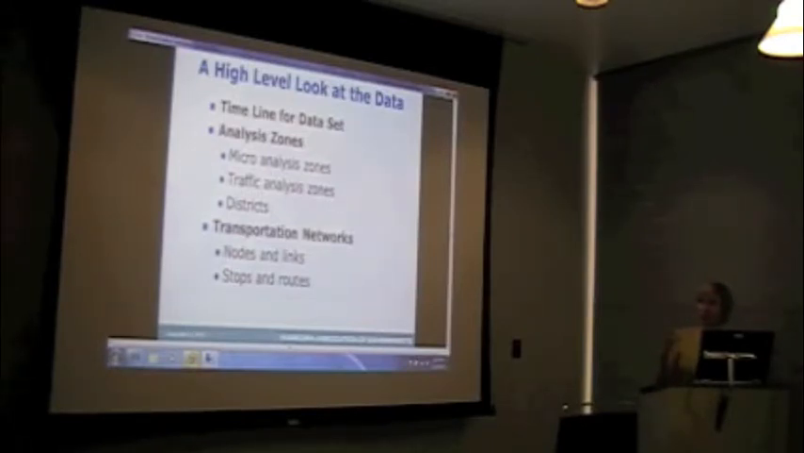The second big part of the data that feeds into a travel demand model is the transportation networks. So we have a very precise digital representation of the intersections, segments of the road, and also to model transit we have to have the location of routes, and for each route we track the individual stops on the routes.